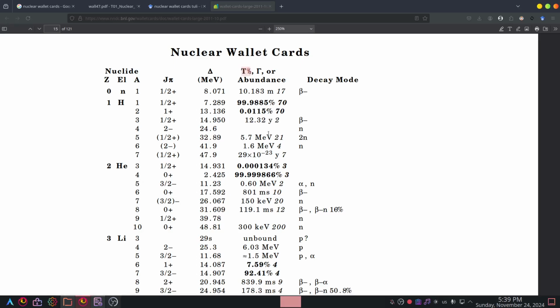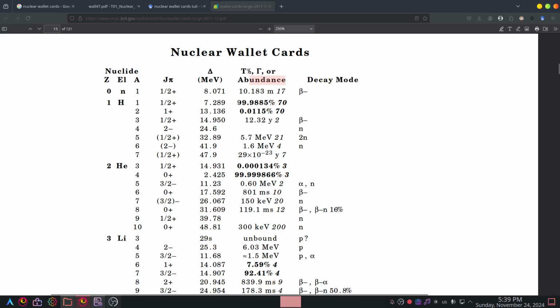I have not explained explicitly what half-life is just yet, but it is an inverse measure of how fast a particular nucleus is decaying. So the longer the half-life, the slower it decays. Basically, that's that. Gamma, don't worry about it. I think it's a resonance width, I can't remember. At this moment, and then it says here abundance.